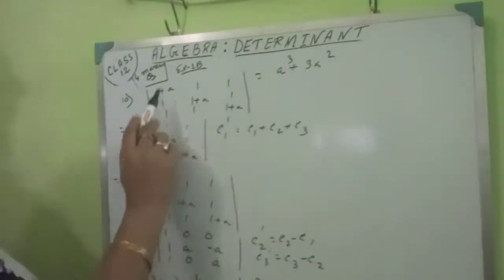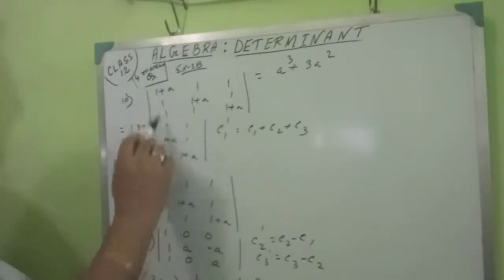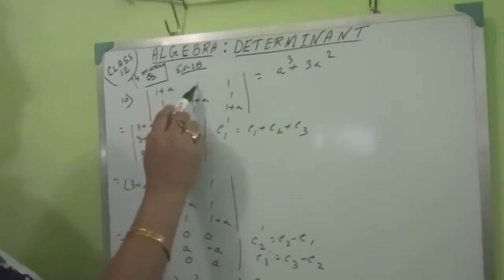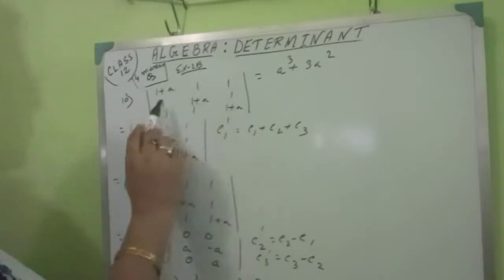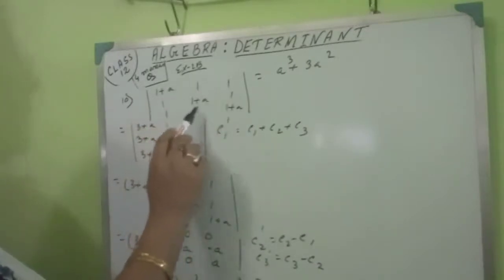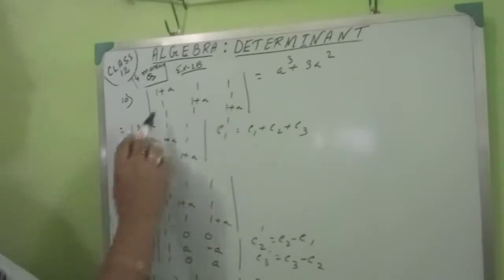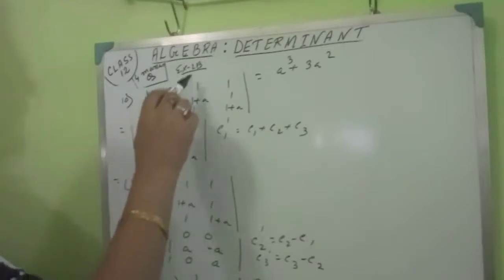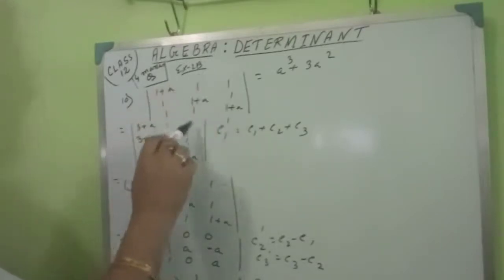Now, let us add the 3 columns. So C1 dash, that is the new column, is C1 plus C2 plus C3. So 1 plus a plus 1 plus 1. Similarly, 1, 1 plus a, 1, and 1, 1, 1 plus a. So what we will get here? 1 plus 1 plus 1, that is 3 plus a. The first column we will get 3 plus a, 3 plus a, 3 plus a. And the 2 other columns will remain the same.